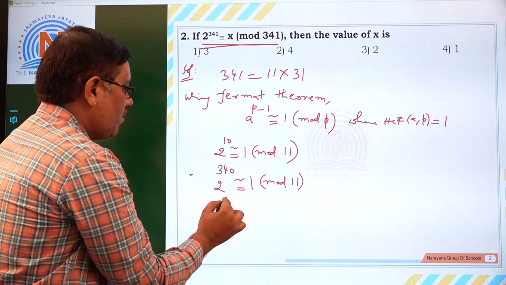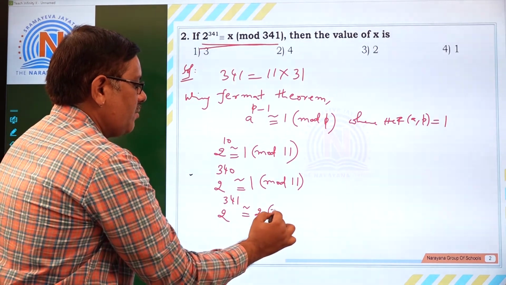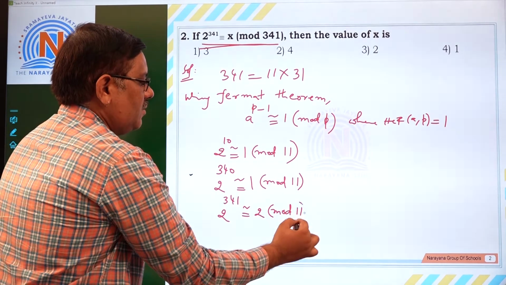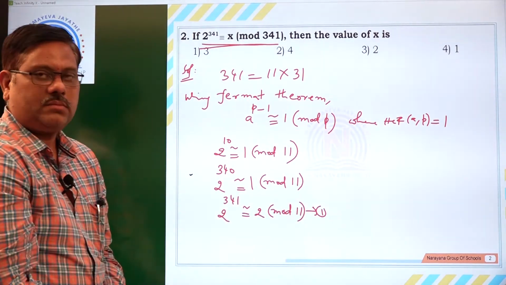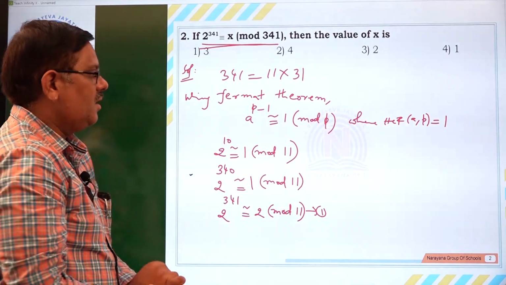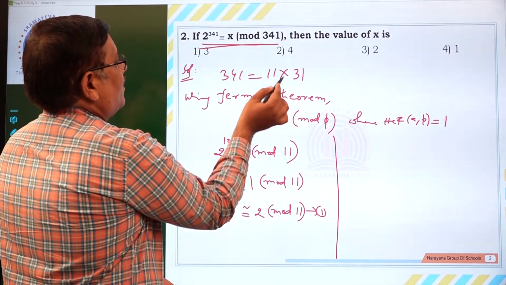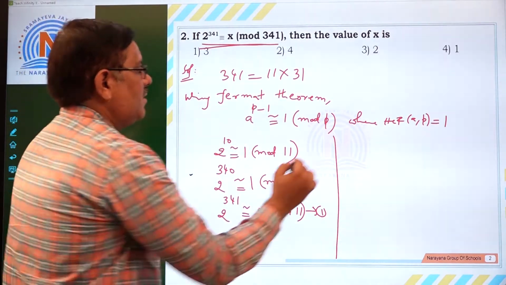So we have 2 to the power of 341 is congruent to 1 times 2, that is 2 times 2 modulo 11. Let me take it as condition number 1. So 2 to the power of 341 is congruent to 2 modulo 11. That's what we have. Similarly, for 31, let us take modulo 31.